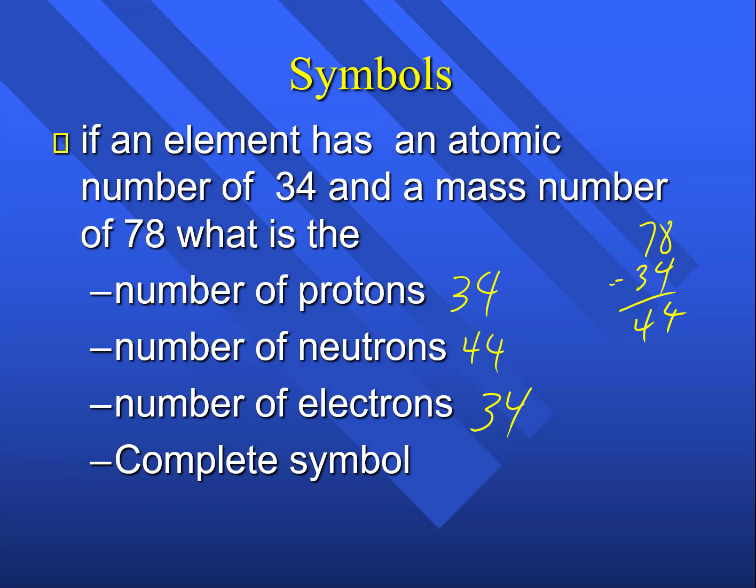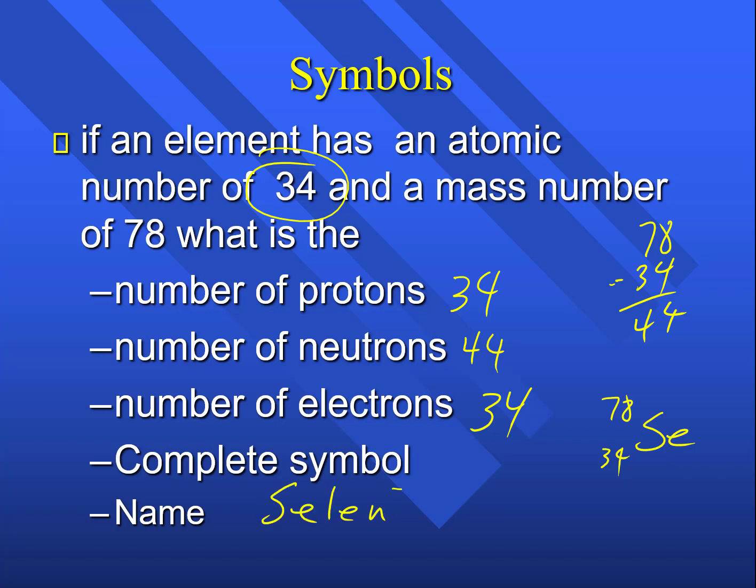Complete the symbol. SE, and then on the top there's 78. Okay, so they knew it was SE because the atomic number was 34. And if the atomic number is 34, it gets in there. And the mass number gets written up top, 78. So this is selenium, named after the moon. Selenium. 78. Okay, so pretty straightforward.